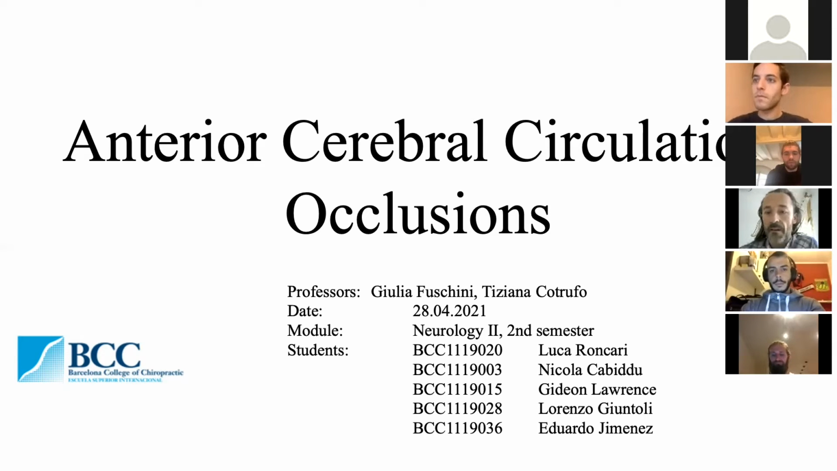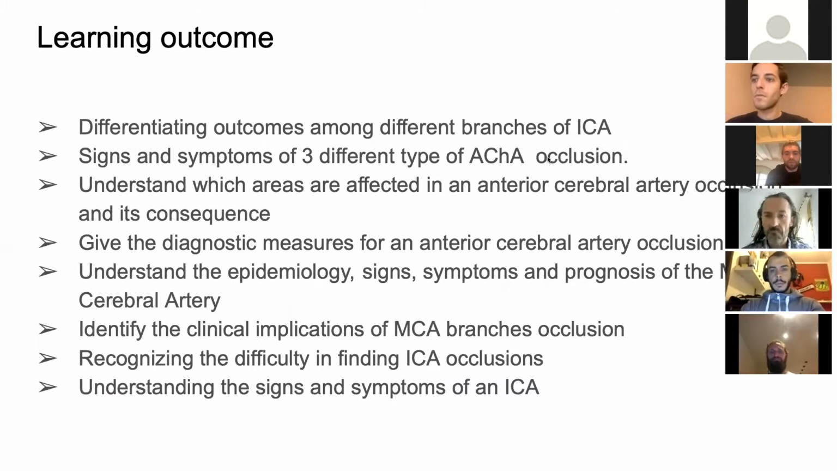Here we can see the learning outcomes: differentiation among the different branches of the internal carotid artery; signs and symptoms of the 3 different types of anterior choroidal artery occlusion; understanding which areas are affected by anterior cerebral artery occlusion and its consequences; the diagnostic measures for an anterior cerebral artery occlusion; understanding the epidemiology, signs, symptoms, and prognosis of the middle cerebral artery; identifying the clinical implications of middle cerebral artery branch occlusion; recognizing the difficulty in finding internal carotid artery occlusions; and understanding the signs and symptoms of the internal carotid artery.